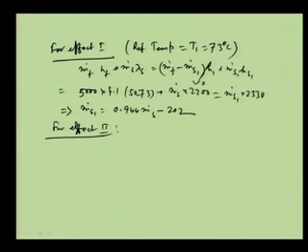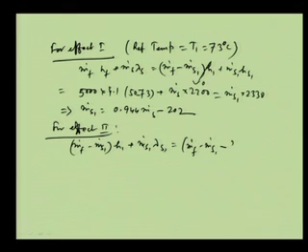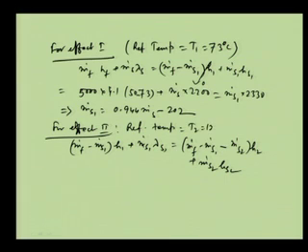Similarly, for effect 2 we will have (m dot f minus m dot s1) into H1 plus m dot s1 lambda s1 will be equal to (m dot f minus m dot s1 minus m dot s2) H2 plus m dot s2 H s2. Here the reference temperature we will take as T2, equal to 12 degree centigrade.